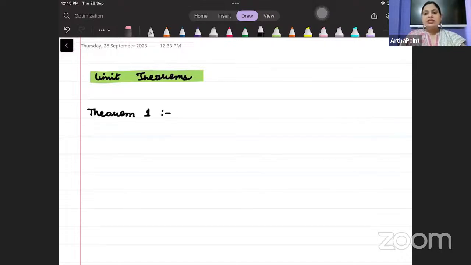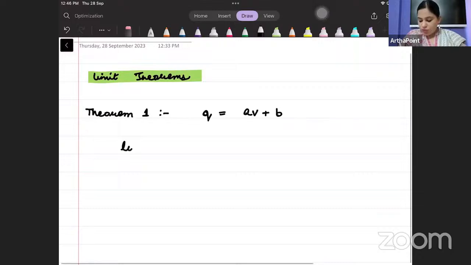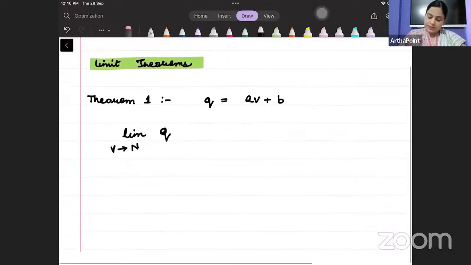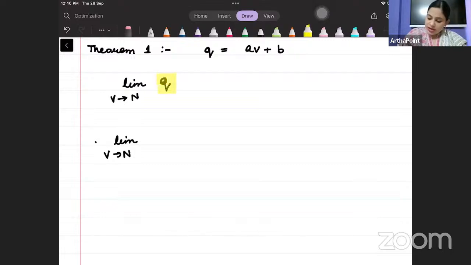And this theorem says that, let's say that Q is a function and Q is equal to AV plus B, right? And let's say that I want to approach V to N. And then beta, what will I do? I will just go ahead and say, find the value of Q as V approaches N. ये मुझे निकालना है. तो मैं क्या कर सकती हूँ बेटा? I can say limit V approaches N, and Q की जगह पे I can just replace this AV plus B. हाँ बेटा, तो ये हो जाएगा AV plus B.